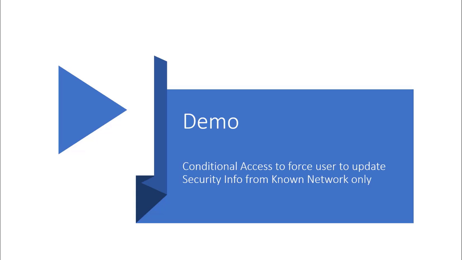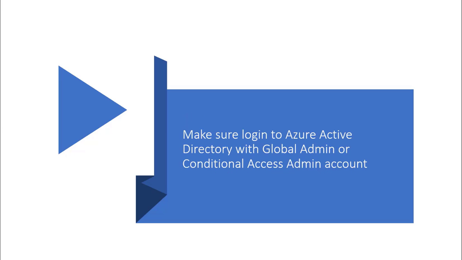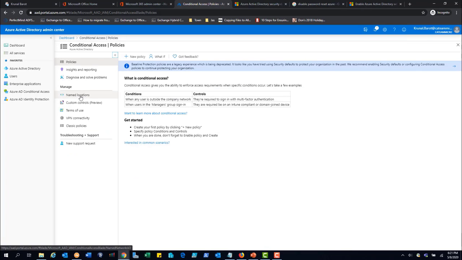In this demo, we'll be using conditional access to force users to update their security info from a known network. To start with this, make sure you're logged into Azure Active Directory with a global admin or conditional access admin account. To create the conditional access, we first have to assign a known network.